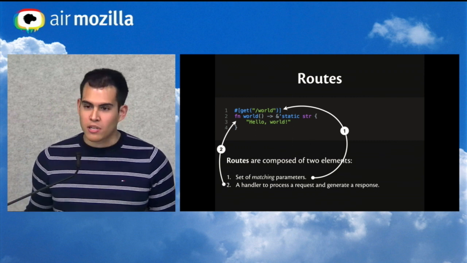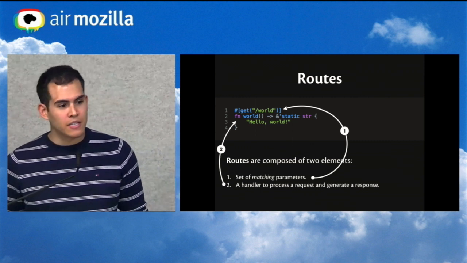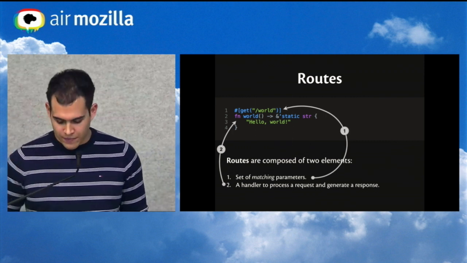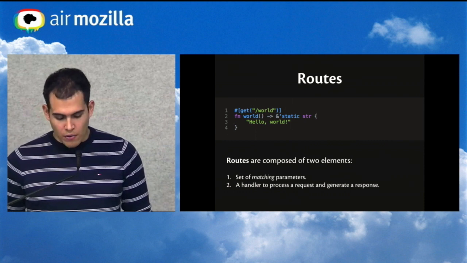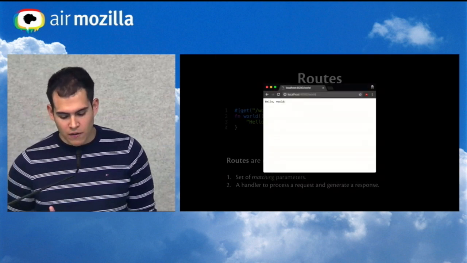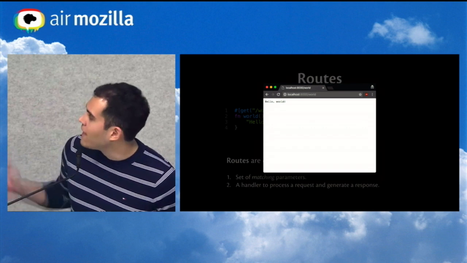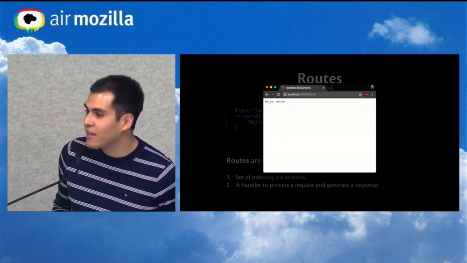And the second part, of course, is what do we do when this thing matches? In this case, we just return the hello world string. And so if you were to actually run this code and you visited /world, you would in fact see the string hello world in your browser.